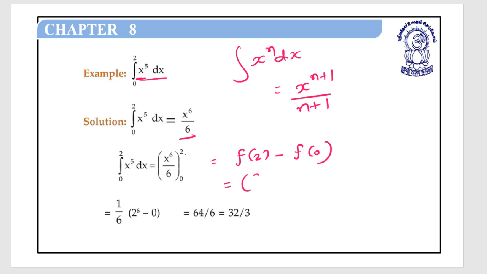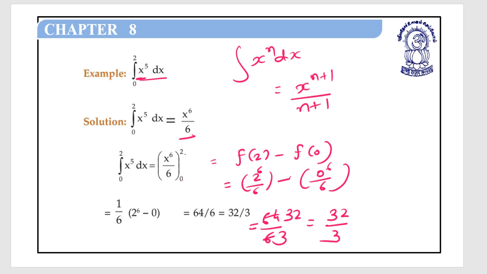It means instead of x, take 2. Put x is equal to 2 and another time put x is equal to 0. 2 raised to 6 by 6 minus 0 raised to 6 by 6. So 2 raised to 6 by 6, 64 by 6. 2 3s are 6, 2 32s are 64. It becomes 32 by 3.